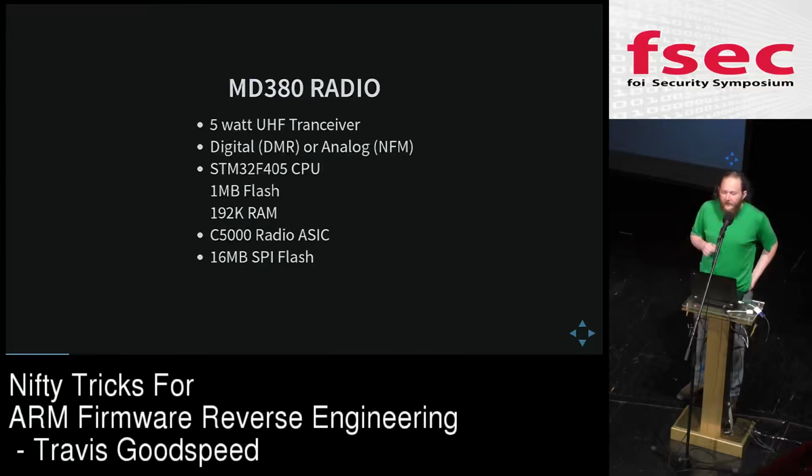It also has a C5000 radio ASIC chip. This chip is what does all of the actual radio stuff. So it sends a packet, it receives a packet, it modulates that packet into the radio signal. There's a separate amplifier, but this creates the initial signal before amplification. And this chip is uniquely of Chinese design. There is no Western documentation for this chip at all anywhere.